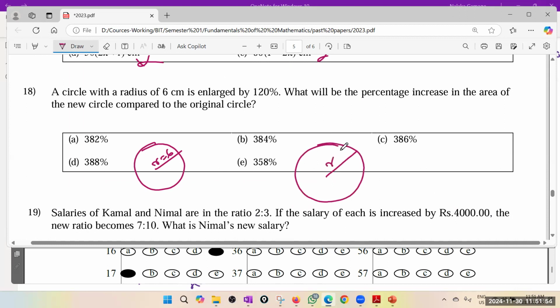This is your new radius. So if this is R, this is 120% of the R. R into 120 divided by 100. New radius. Okay. R into 120 divided by 100. See it?